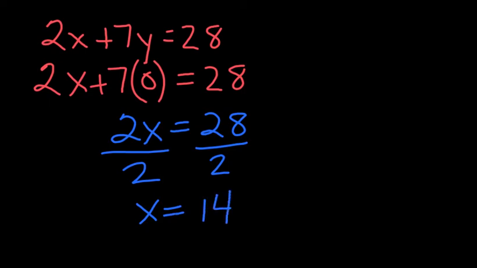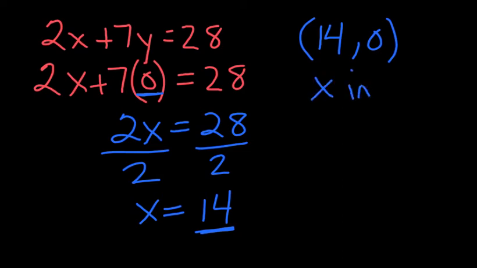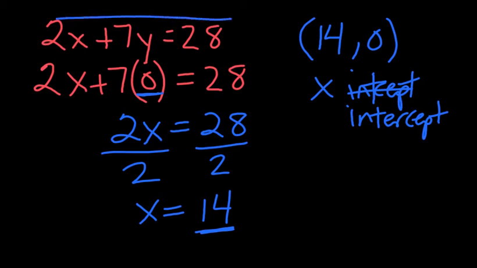Now, remember how we used 0 for y, and now we just found out x is 14? So that's an ordered pair: 14 for x, 0 for y. In fact, we just found the x-intercept. Okay, so that's the place where the graph of this line is going to cross the x-axis. Now, if we could find the y-intercept, then we would have both parts and we could graph it real easy.